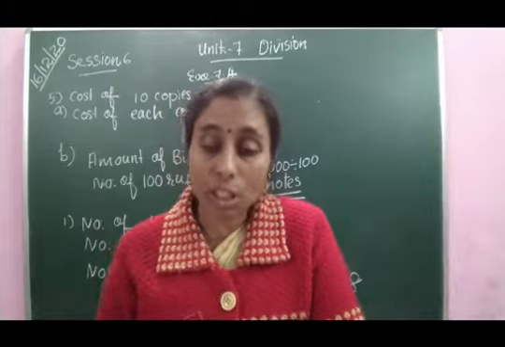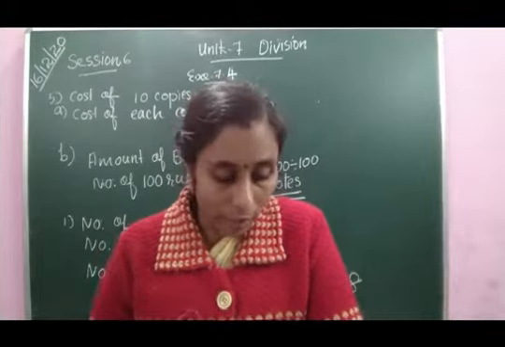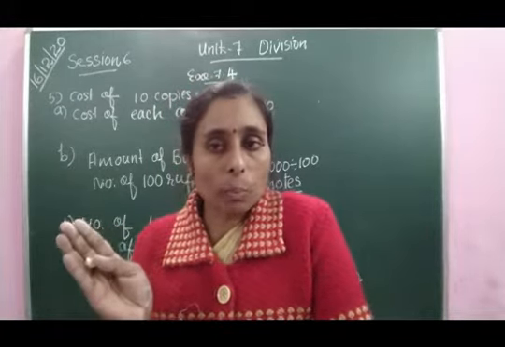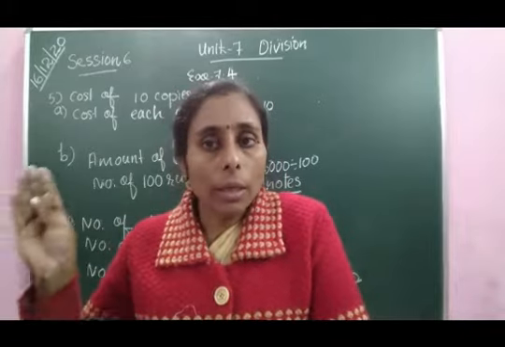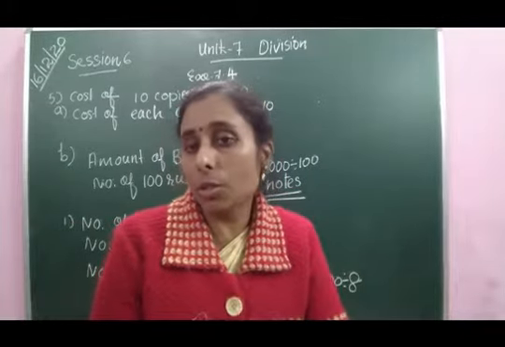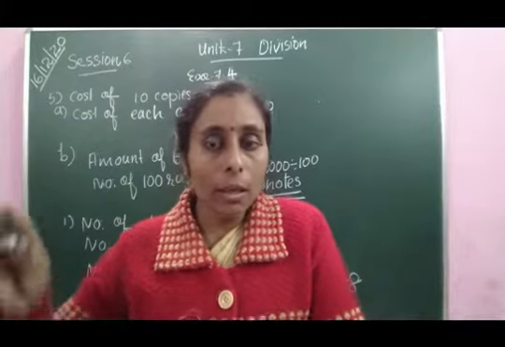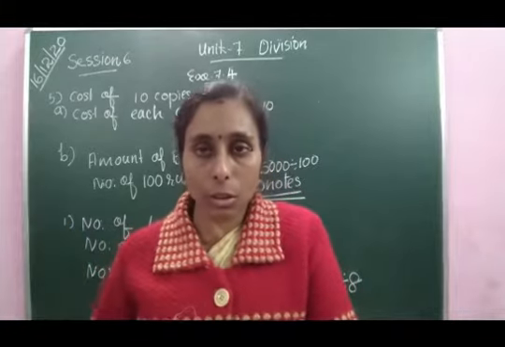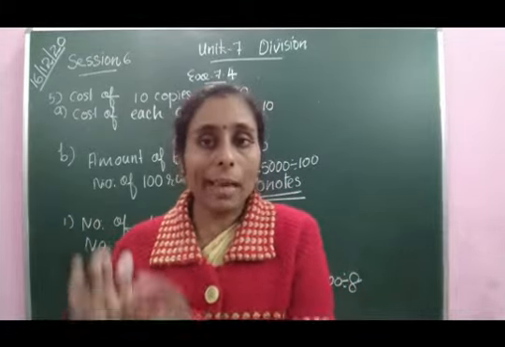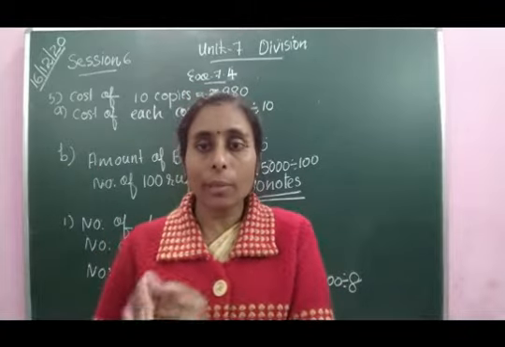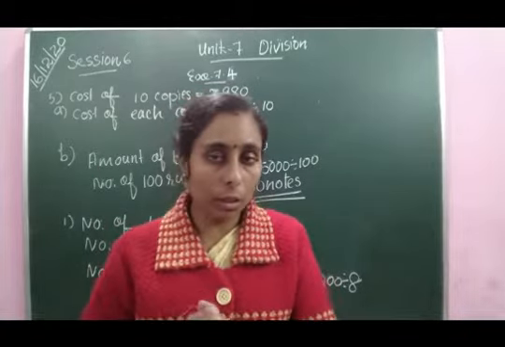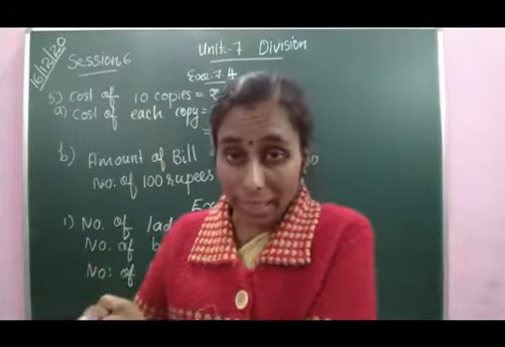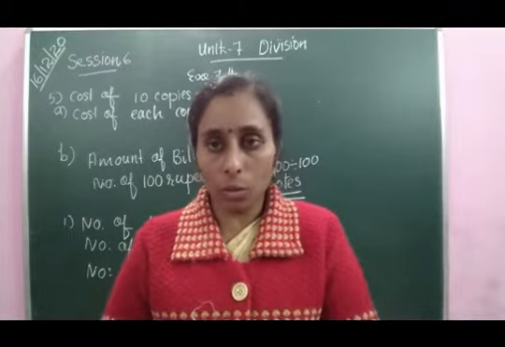Then we learned division by 10 and 100. While dividing by 10, from the ones place, one number will change into remainder and the rest of the number will change into quotient. Dividing by 100, the last two numbers change into remainder and the rest of the number changes into quotient. Dividing by 1000, the last three numbers change into remainder, and the rest of the numbers change into quotient.